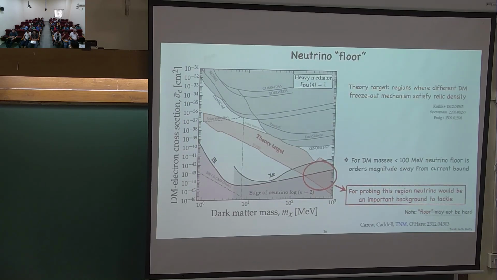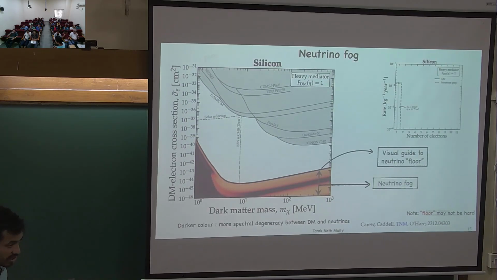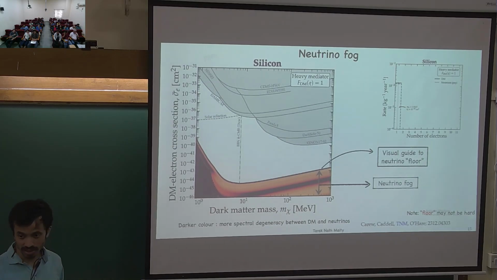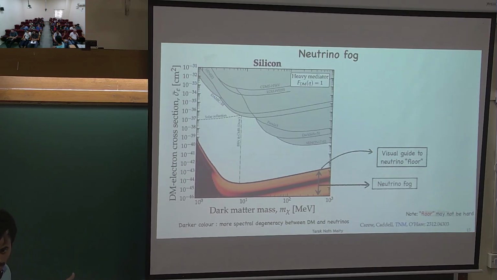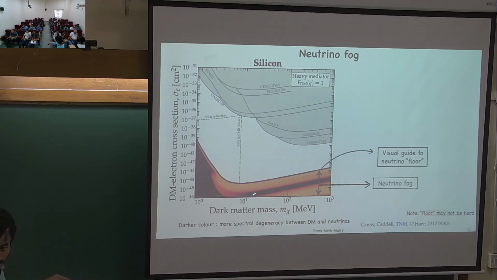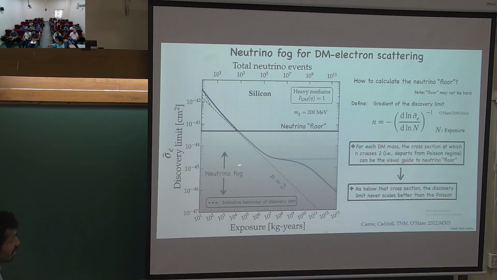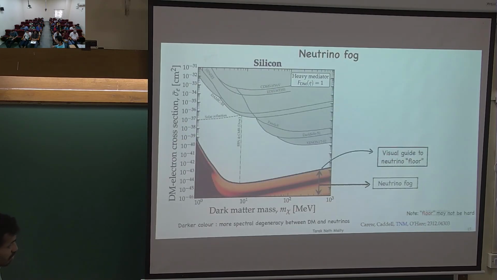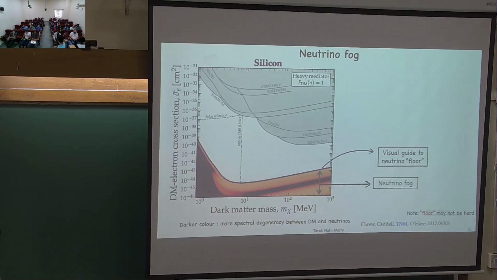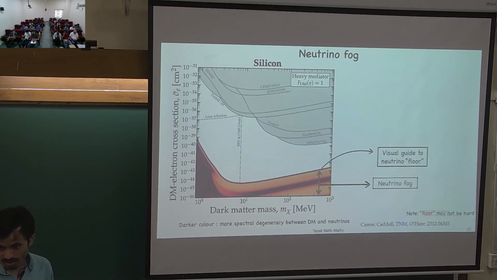Now, what's the shading in this? The shaded region is where you have more spectral degeneracy, so essentially it maps the gradient of the particular line. So in this regime, let's say at this cross section, your gradient becomes greater than 2 and larger. Those dark shaded regions represent those kinds of cross sections, essentially the regime where you are in the systematic uncertainty dominated regime.